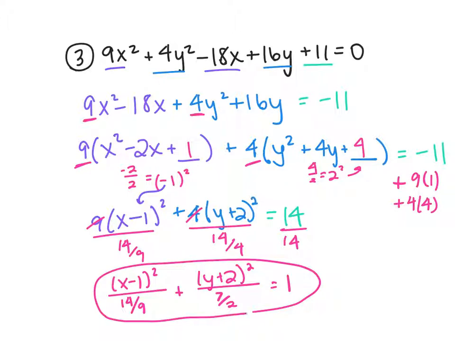So that won't be the easiest if we were going to graph, because our a and b would not be whole integers. However, that is still the correct answer in standard form for this ellipse.